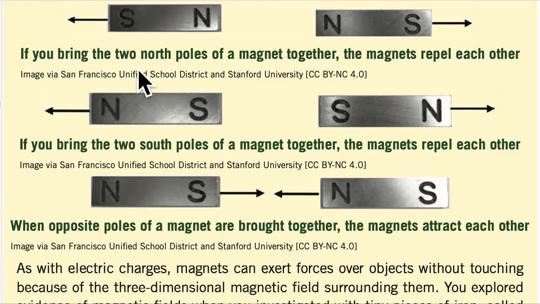If you bring the two north poles of a magnet together, the magnets repel each other. If you bring the two south poles of a magnet together, the magnets repel each other. When opposite poles of a magnet are brought together, the magnets attract each other.